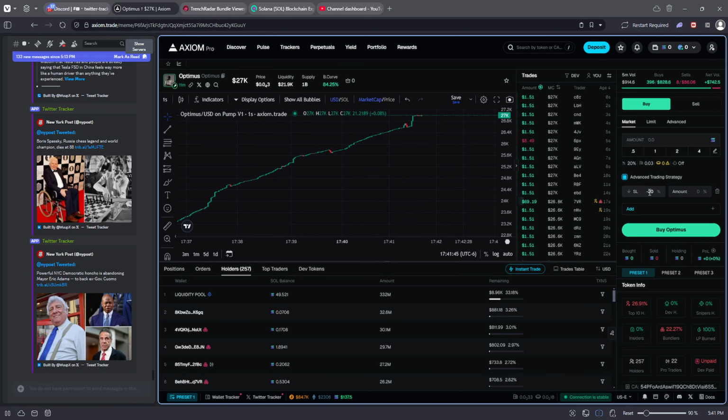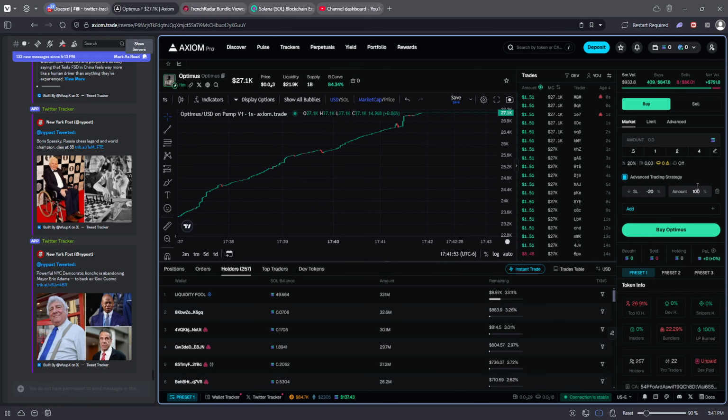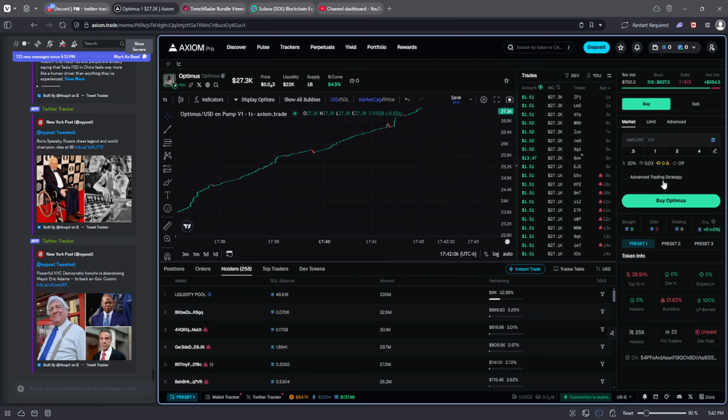If you're doing a 20% stop loss, you want to sell your entire position, whatever you put in. If you're putting in 1 SOL, you want to sell all of it at the 20% stop loss, and you could leave that as one of your trading strategies there. So a lot of it is going to be based on your trading strategy.